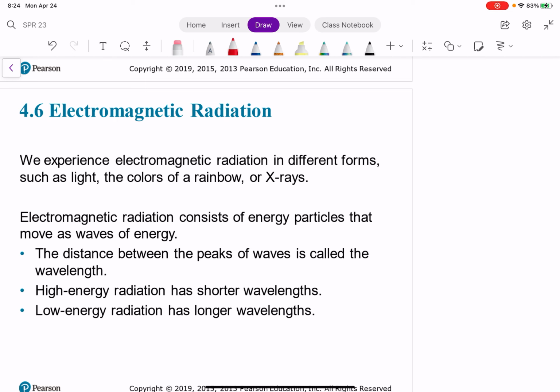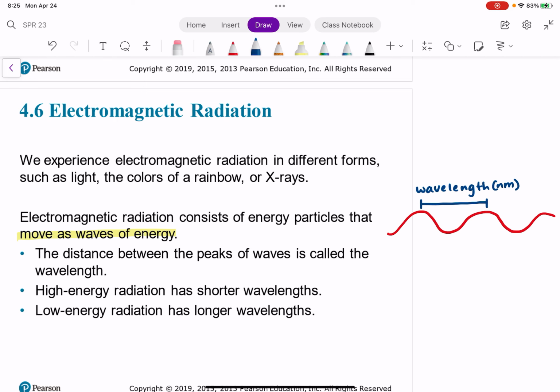Electromagnetic radiation consists of energy particles that move as waves of energy. I was kind of jumping ahead there. So let me draw my wave here. So this would be a wave. And in this wave, we can measure from what's called peak to peak. So those peaks, the highest spots on that wave, that's called a wavelength, the length of one wave. And that's usually measured in nanometers. But it can be measured in different units as well.